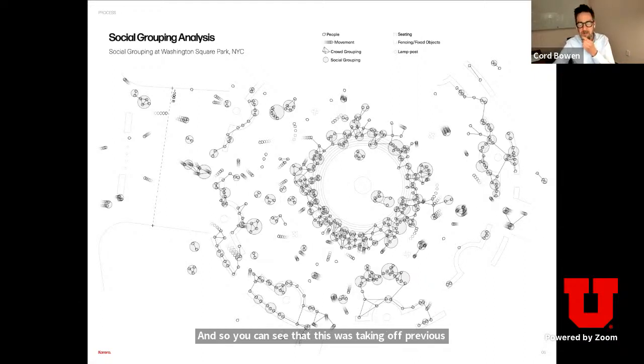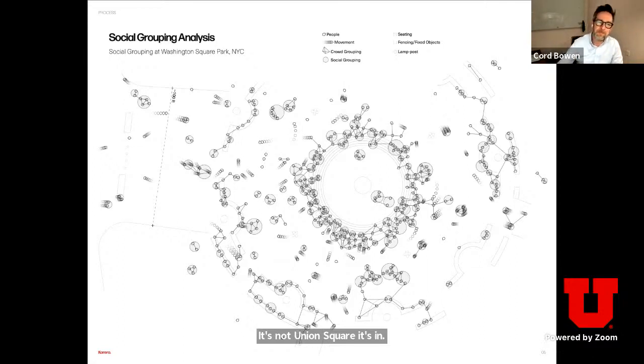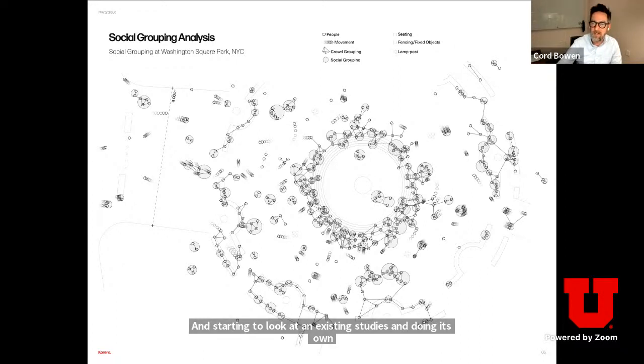it's not Union Square, it's the park right by NYU with the big arch. Washington Square Park. It's written up there on the screen. And starting to look at the existing studies and doing his own drawings and mapping and looking at densities and grouping, he started to develop drawings.